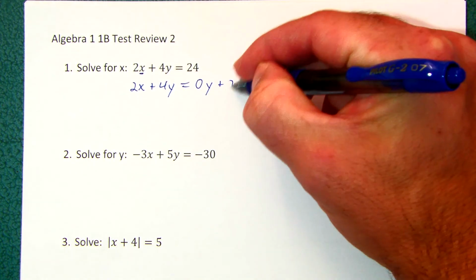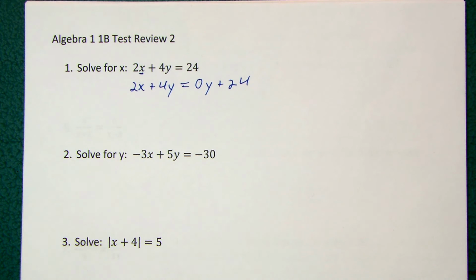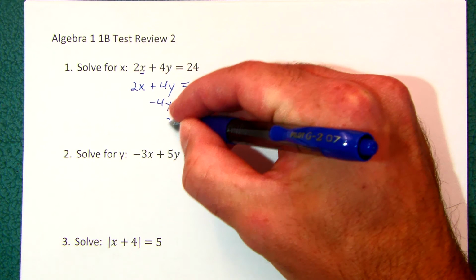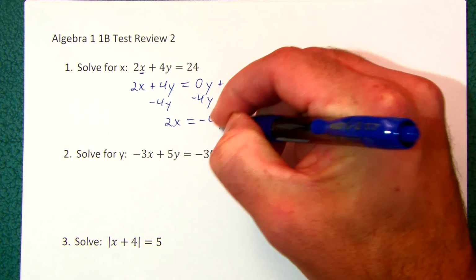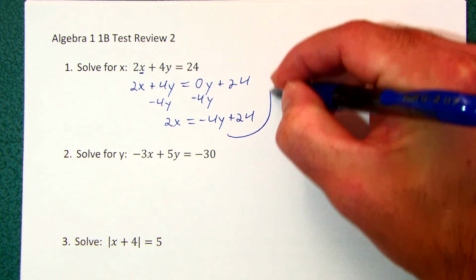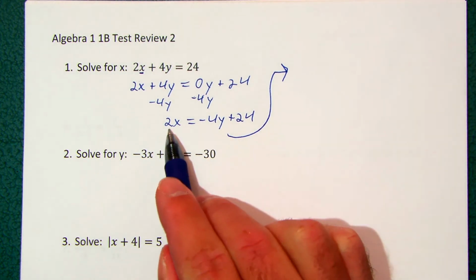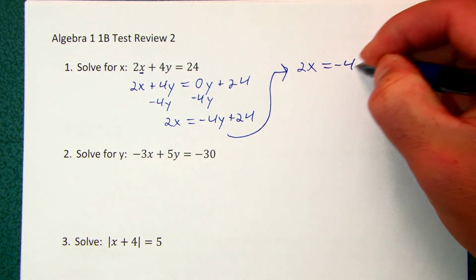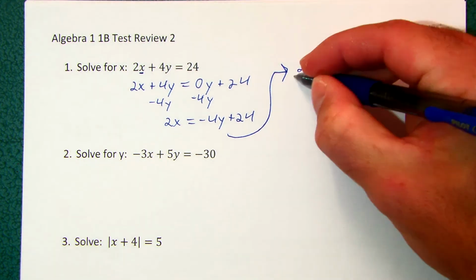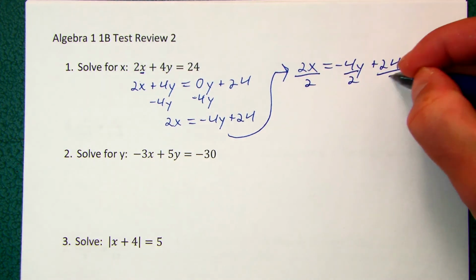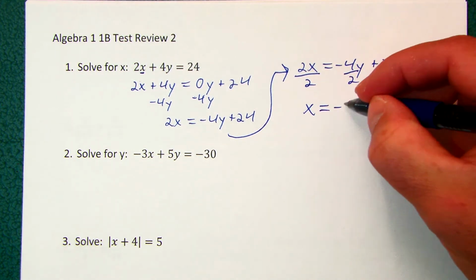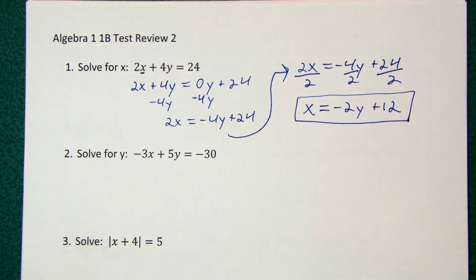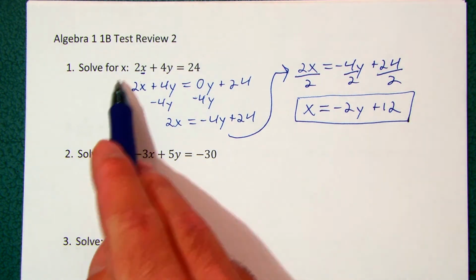So I'm going to use that 0y as my placeholder for this video, and I'm going to subtract 4y from both sides. So that means now I have 2x equals negative 4y plus 24. I want to get just x equals, so I got to get rid of that 2. So I'm going to divide everything by 2. So that means I get x equals negative 2y plus 12 for a final answer. But again, solve for x means I want x equals.